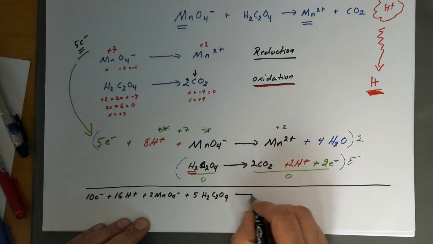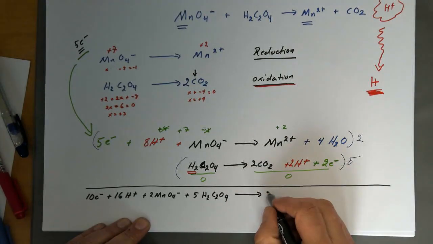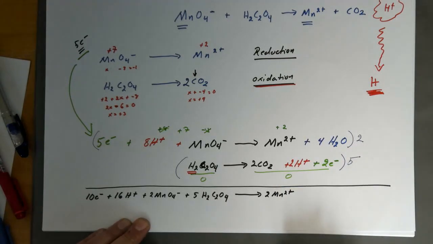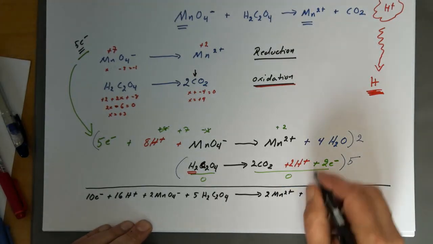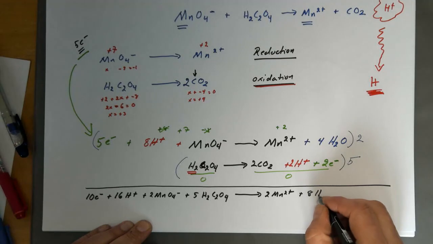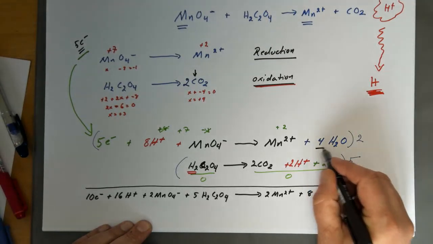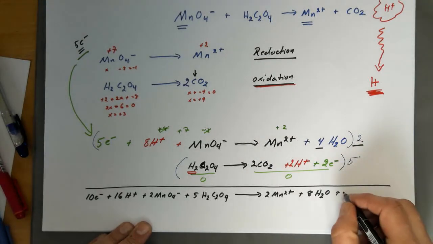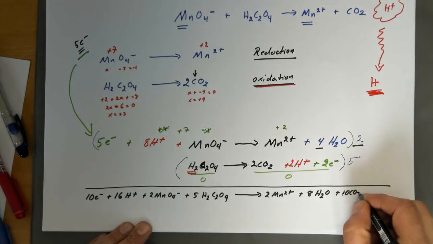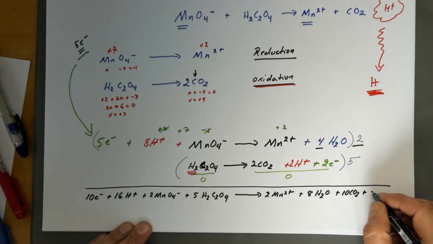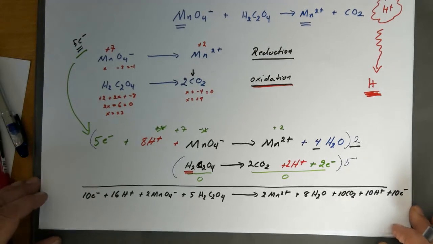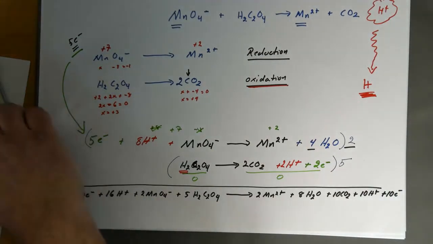And then we go to the other side of the reaction. We have 2 times Mn2+ plus 8 H2O. And then we take these. This is going to be 10 CO2 plus 10 H+ plus 10 electrons. So we almost ran out of room there.